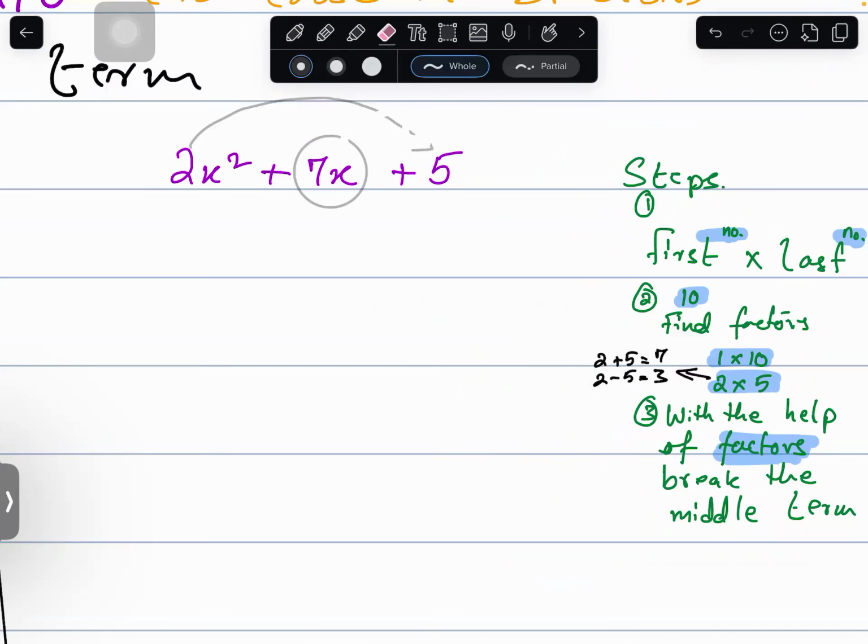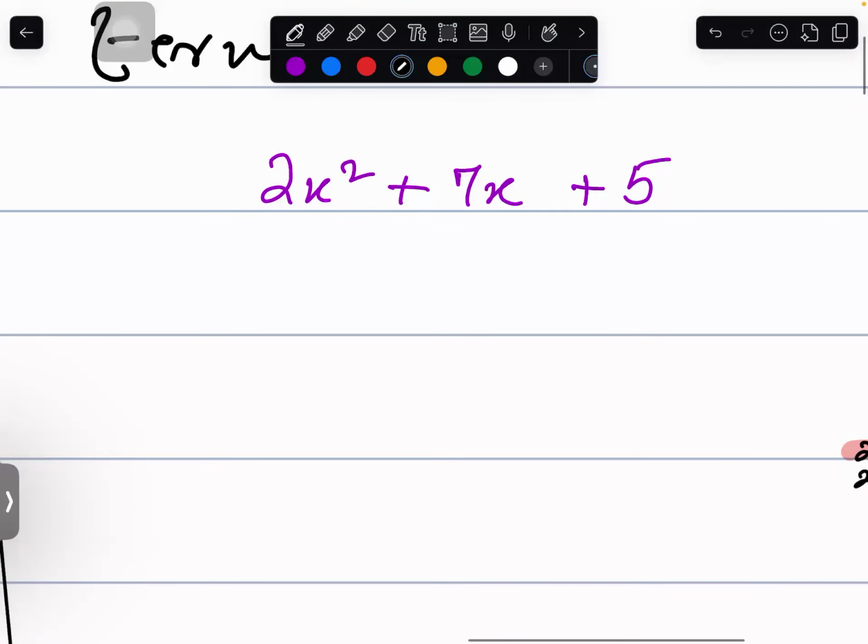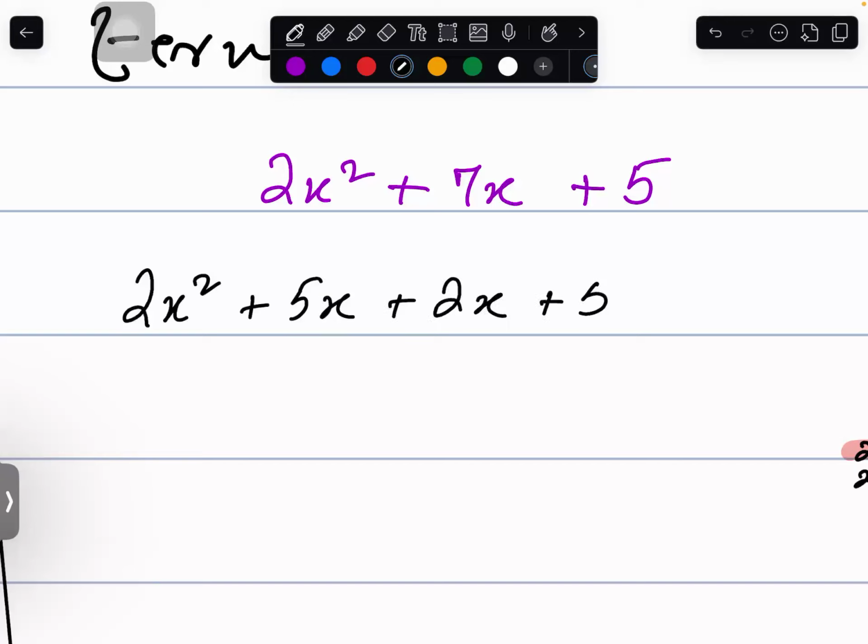Now, since we know that the break has been found, it is 2 plus 5, 7, that came from the factors of the number that we got by multiplying the first term with the last term. All right. Now, we're just going to expand the middle term. We're just going to break the middle term as 2x plus 5x plus 2x plus 5. It is middle term breaking. So we are only breaking the middle term. We are not doing anything with the first or the last term.